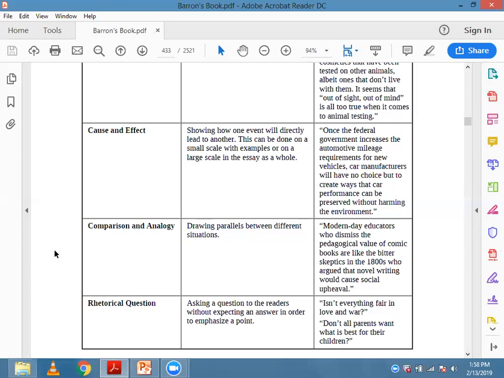If I give you a sentence like, isn't everything fair in love and war? Or, don't all parents want what is best for their children? It appears to be a question, but it actually contains an answer. Don't all parents want what is best for their children implies yes, they do, right? So it's not really a choice that is provided to the reader or something that a reader can answer. It's a leading question, used by the author to emphasize a point because it appears to be a question, but it actually is a statement.